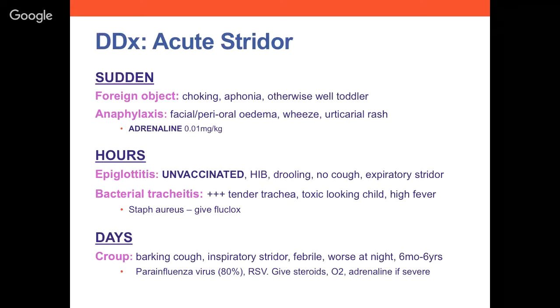If you're thinking more hours, epiglottitis is the one that we are super worried about, and it's also the one that really makes you wonder why anyone doesn't vaccinate their kids. So epiglottitis is caused by Haemophilus influenzae B. Do you know when you give the vaccine for that?